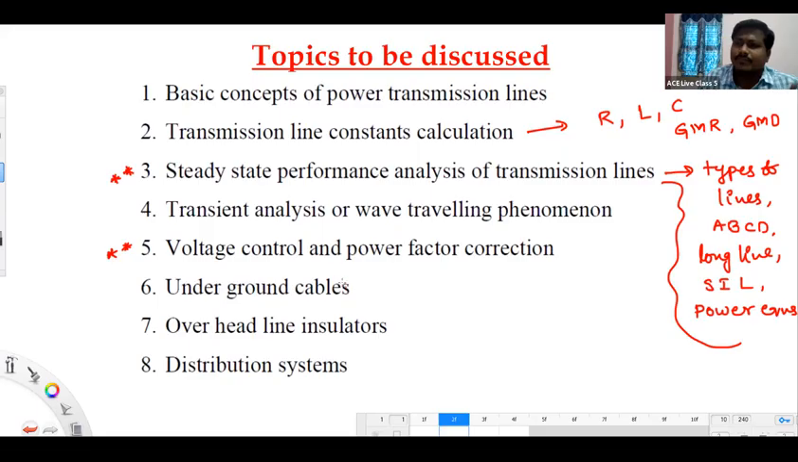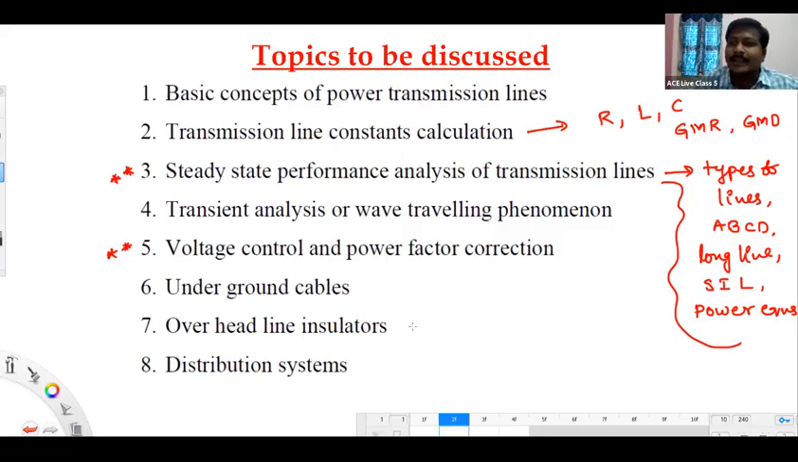Next one will be underground cables. Our view in the underground cables is only problem-oriented mainly. We have just a few formulae. We will be collecting those formulae and we will be solving some problems on those formulae. Just capacitance calculation of cable, insulation resistance calculation of cable. These things we are going to discuss.